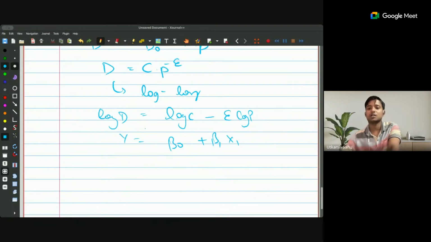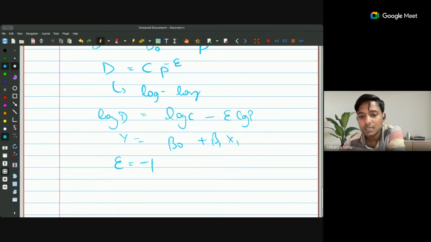If they give you a statement that you transformed your variables using log transformation, and you are getting an intercept and a slope, then you should know what your elasticity is going to be, because you can see from here that elasticity is minus beta 1. So elasticity is the negative of the slope. This is very important. Similarly, C is e to the power beta naught, since log C is equal to beta naught. So these things are important.